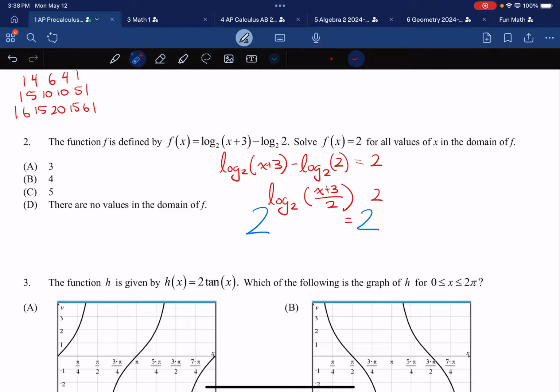And when you do that, this 2 and this log of base 2 are going to cancel out. So cross, cross, cross. And you're left with just x plus 3 over 2 is equal to this 2 to the power of 2, which is just 4. And then from here, you can cross multiply and solve.